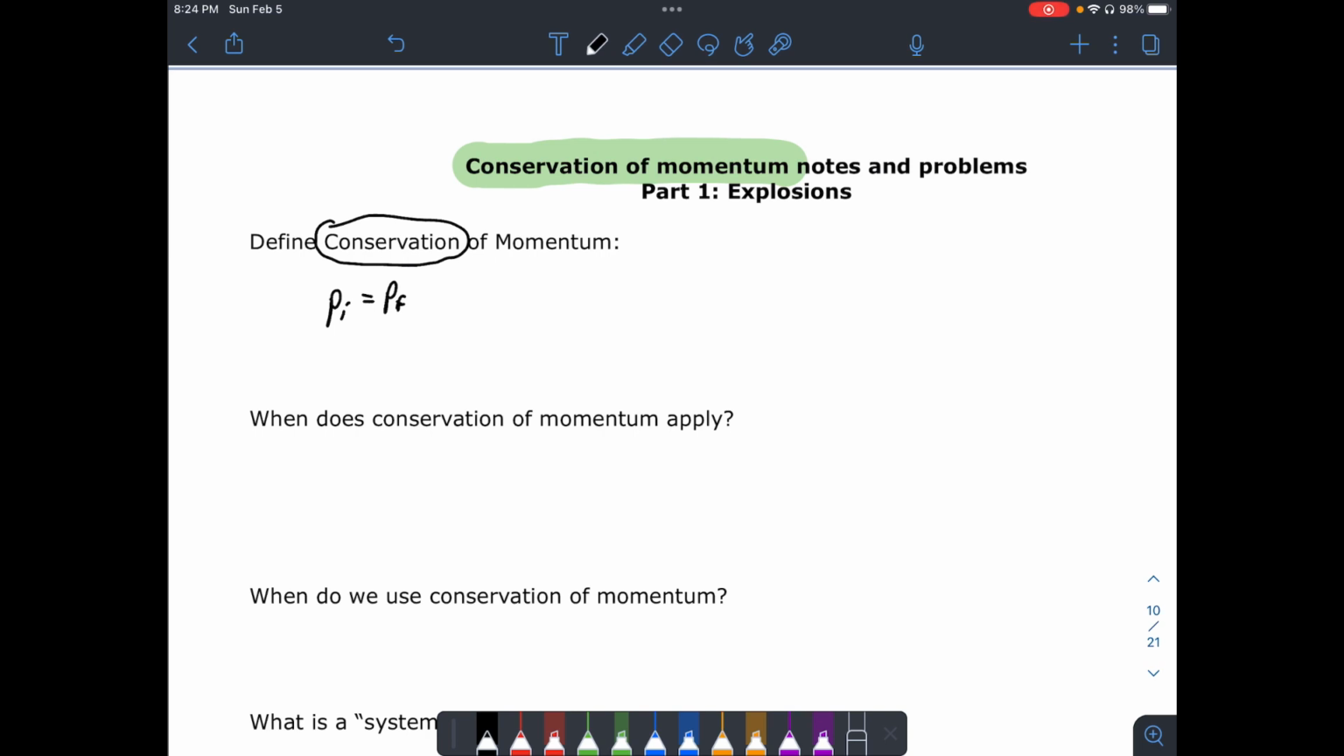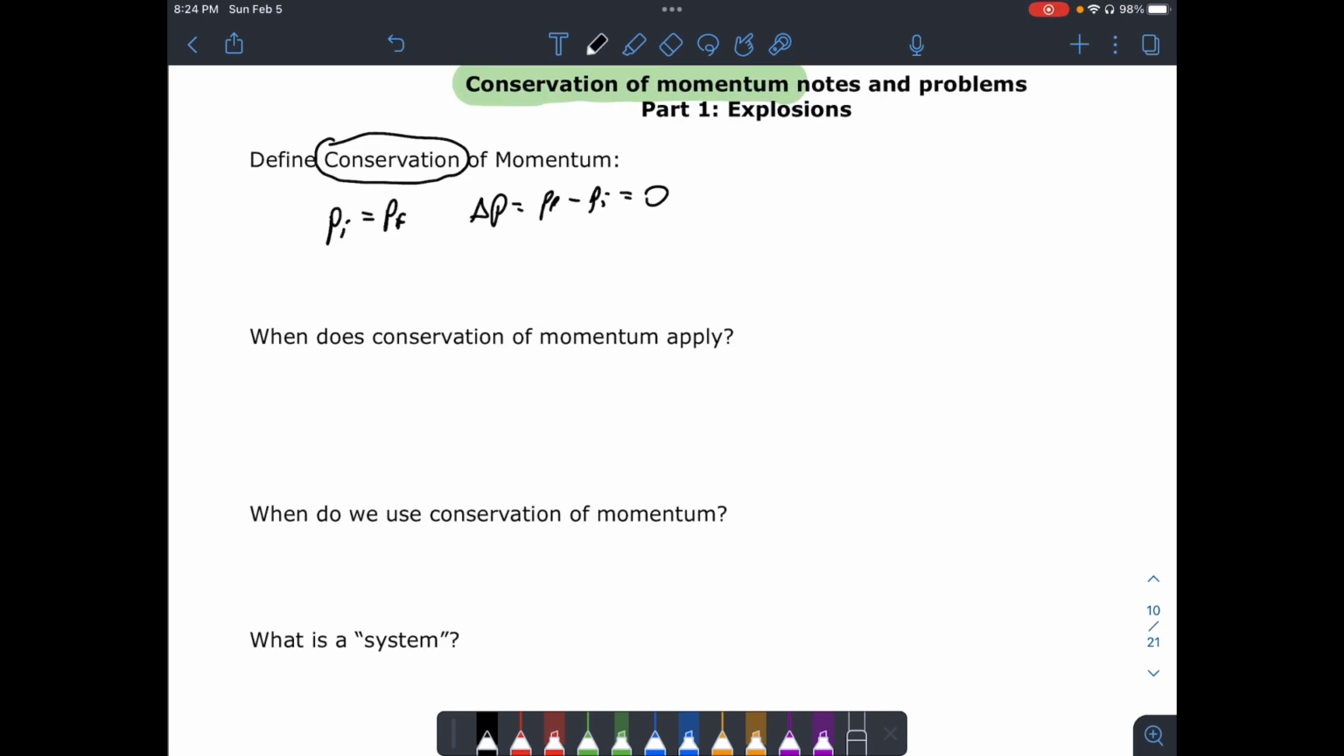In other words, our change in momentum, which is equal to our PF minus PI, is equal to 0, right? And this only applies when there is no outside force applied.